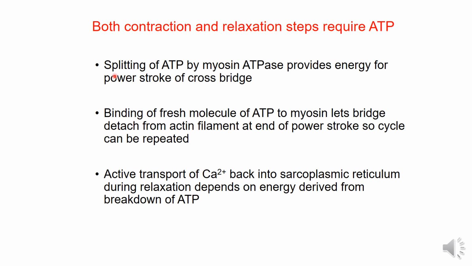ATP is needed for the cross-bridge formation. With the release of phosphate, we have binding. With the release of ADP, we have the bending. Then detachment needs another molecule of ATP to bind with the myosin heads. Pumping of calcium inside the sarcoplasmic reticulum also needs ATP.